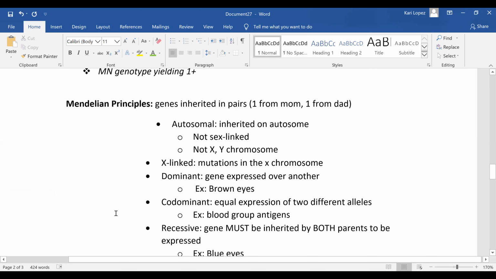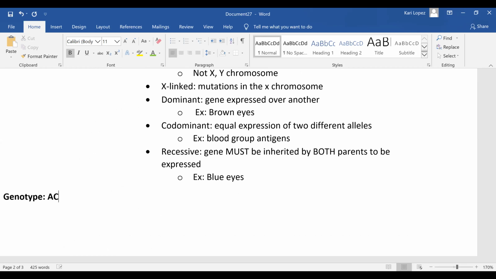So what is the genotype? Are you still there, Lily? Yep, I'm still here. Okay. So what is your genotype? Anyone? Nick, make it. Yes.